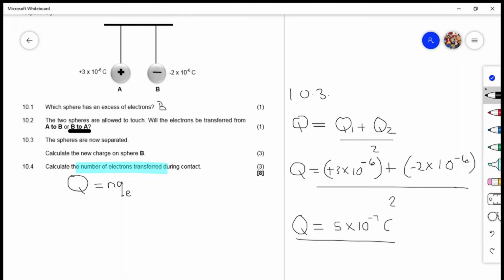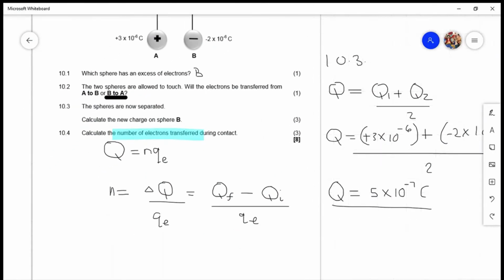What we know is that our Q is actually equal to the change in our charge, because we're calculating how many electrons were transferred. So we take our final charge minus our initial charge. Let's rewrite this formula. N, our number of electrons transferred, is equal to the change in Q all over our electron charge. The change in Q is Q final minus Q initial, all over our electron charge. We can either use sphere A in our calculation, or sphere B. We'll get the same answer. So let's just go with sphere A.